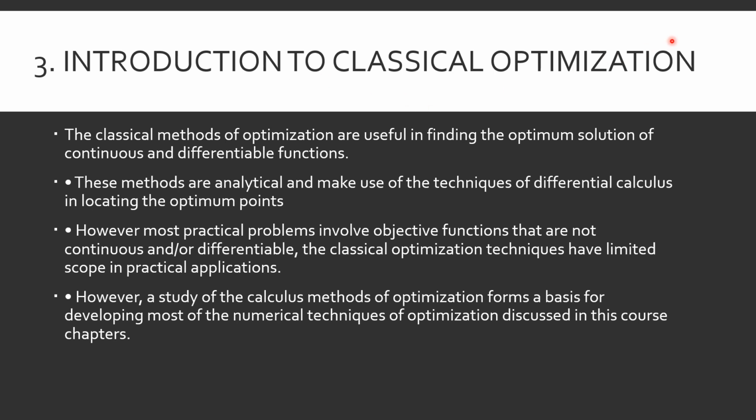Introduction to classical optimization. The classical methods of optimization are used in finding the optimum solution of continuous and differentiable functions. These methods are analytical and make use of techniques of differential calculus in calculating the optimum points. So calculus becomes one of the most important topics in terms of computer optimization or programming. However, most practical problems involve objective functions that are not continuous and or differentiable. The classical optimization techniques have limited scope in practical applications.